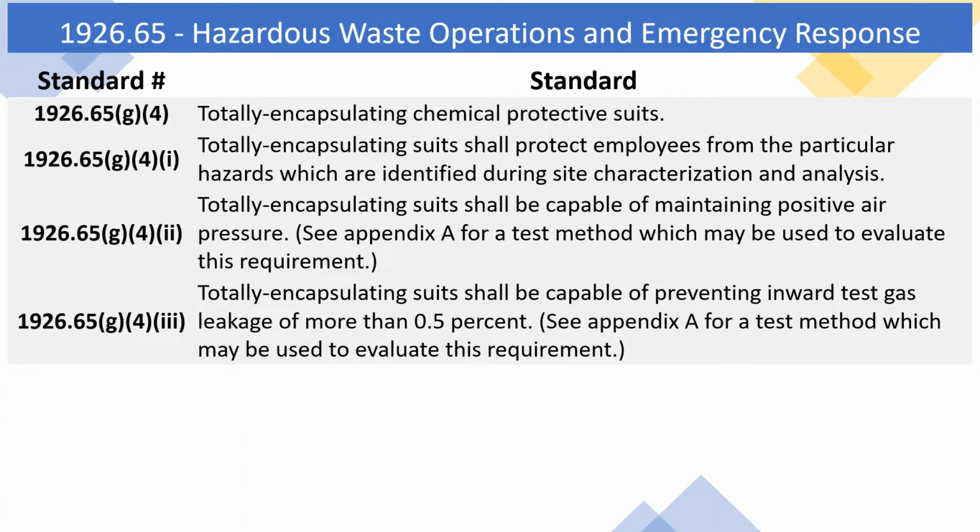1926.65 G4. Totally encapsulating chemical protective suits. G4 1. Totally encapsulating suits shall protect employees from the particular hazards which are identified during site characterization and analysis. G4 2. Totally encapsulating suits shall be capable of maintaining positive air pressure. See Appendix A for a test method which may be used to evaluate this requirement.